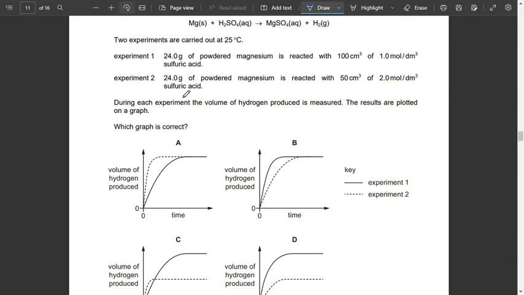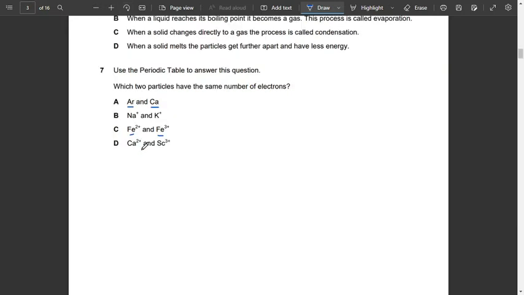Okay, so where will it be? So for this, the answer is D for sure.